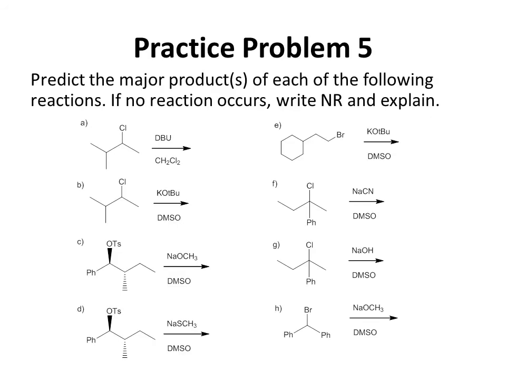Practice problem 5. Predict the major product or products of each of the following reactions. If no reaction occurs, write NR and explain. Now, this practice problem involves only SN2 versus E2, so there are no SN1 or E1 reactions present. At this point, you want to pause the video in order to work on the practice problem.